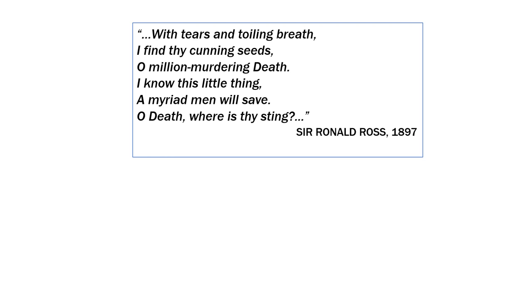Friends, after discovering the malarial parasite inside the gut of the mosquito, Sir Ronald Ross, who was not only a scientist but also a poet, wrote an optimistic poem: "With tears and toiling breath, I find thy cunning seeds, O million-murdering death. I know this little thing, a myriad men will save. O death, where is thy sting?" So that was the satisfaction of his discovery.